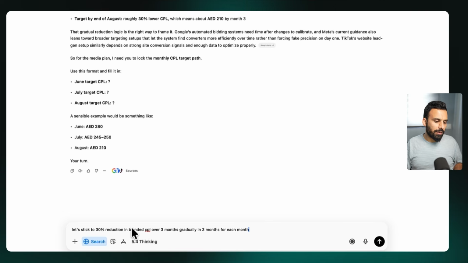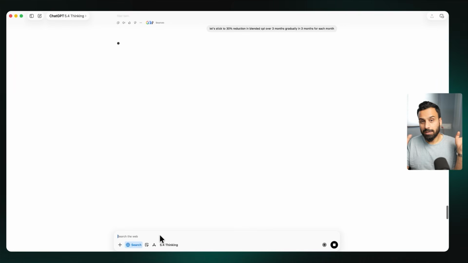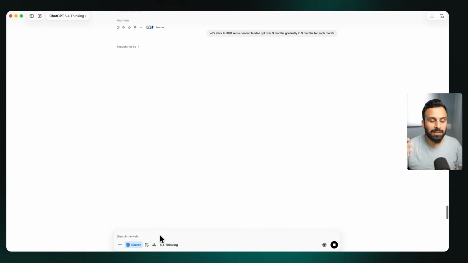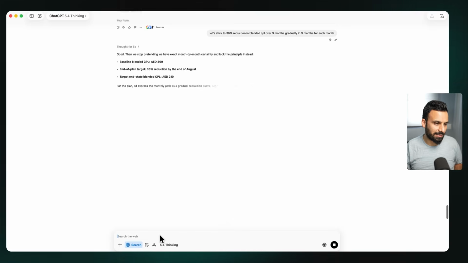Okay, option 2. Now it's asking how we want to adjust, because we have already discussed internally that there'll be a 30% reduction at least. We see that kind of efficiency we can bring. But let's gradually keep it over a period of 3 months, with just a bit of reduction in the first month, then the second month, and by the end of the third month we'll have 30% less CPL.